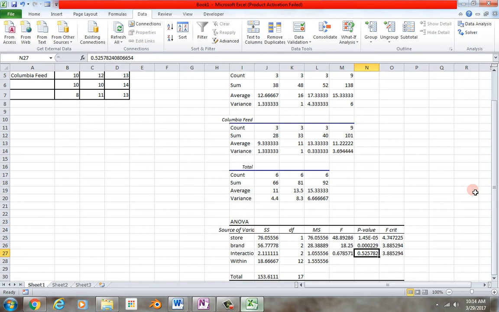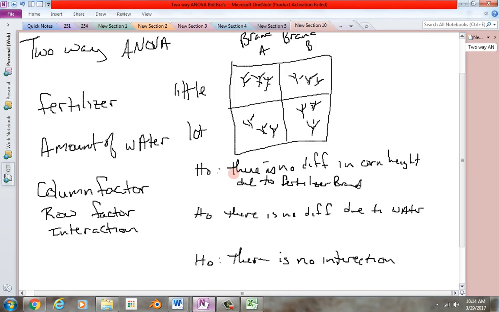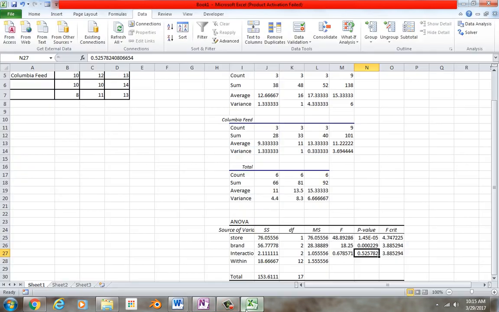Okay? So if I was writing this down over here, I would say, hey, I'm going to reject H0. It does depend on what fertilizer I use. That makes a big difference. And oh yeah, I'm going to reject this one too. I lied to you, not for water, but for where you bought your seed. I reject that. It does matter where I buy my seed. Okay? But I would fail to reject the interaction. There is no interaction. Okay?